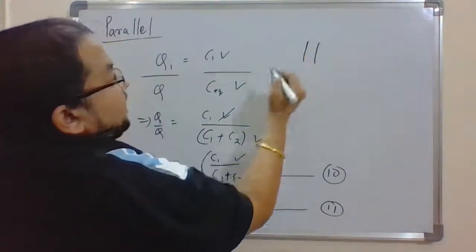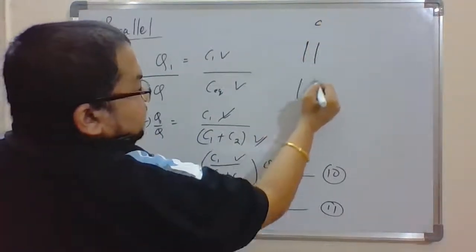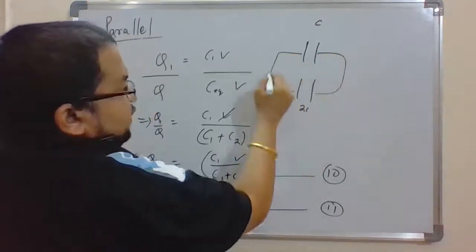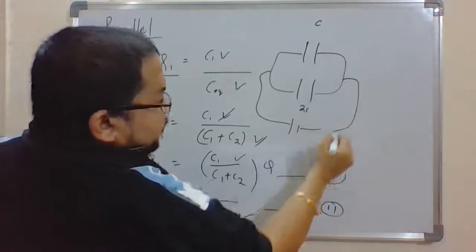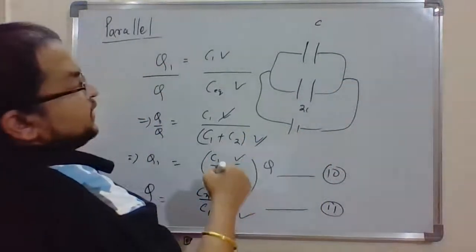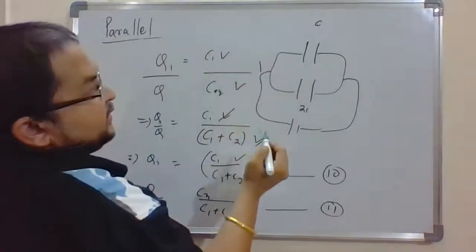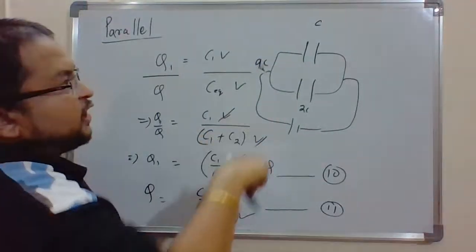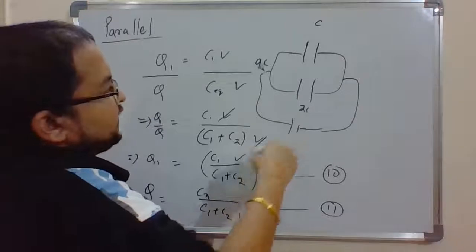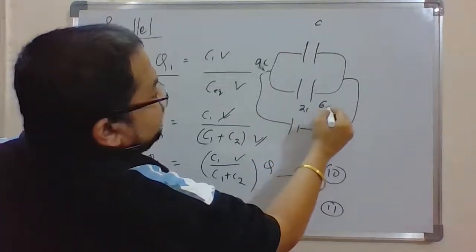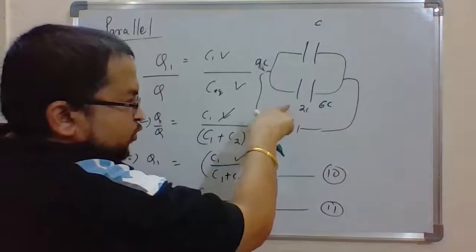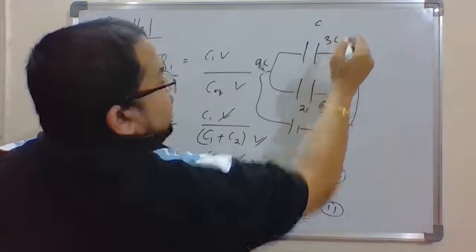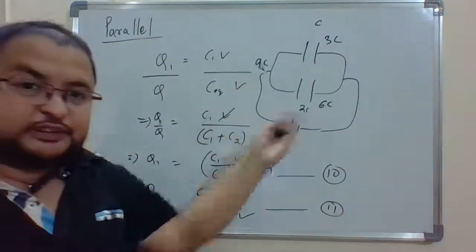So if this capacitor is C, and this capacitor has capacitance 2C, they are connected in parallel, and suppose I am saying that this cell provides 9 coulomb charge to it. Obviously 6 coulomb would be appearing across the plates of this capacitor, and 3 coulomb would appear across the plates of this capacitor.